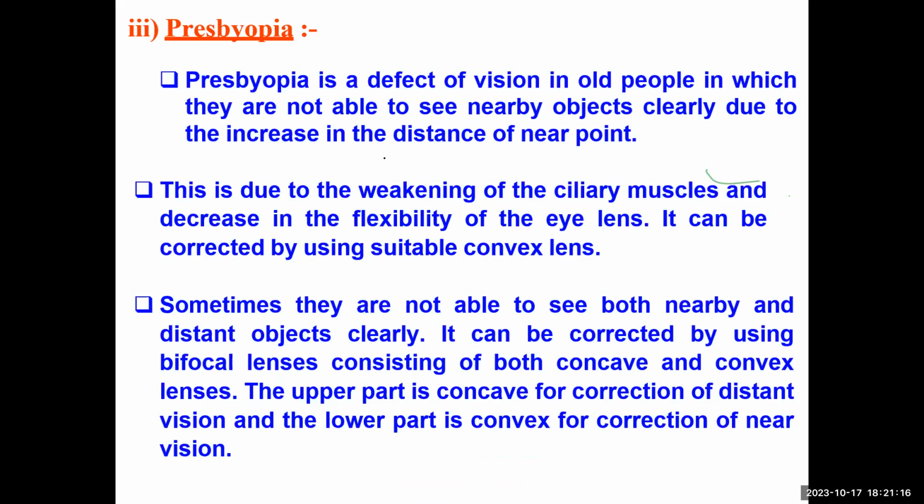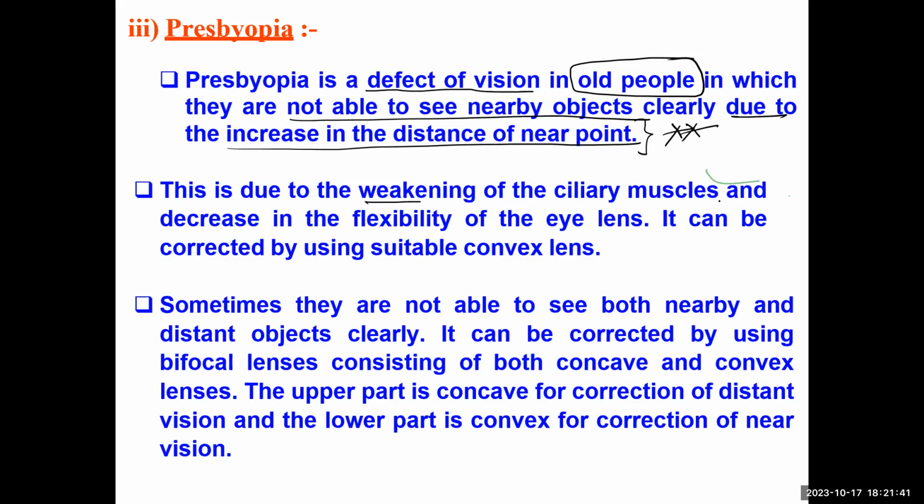Now coming to the next one, the third one, presbyopia. What is presbyopia? Presbyopia is a defect of vision which mainly happens in old persons who are not able to see nearby objects clearly due to the increase in distance of the near point. Why can old persons not see the nearby objects? This happens because of the weakening of the ciliary muscles.